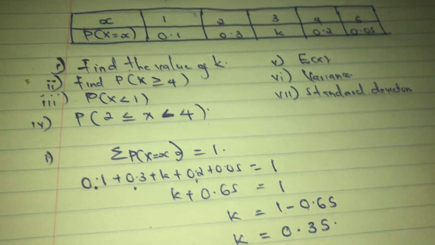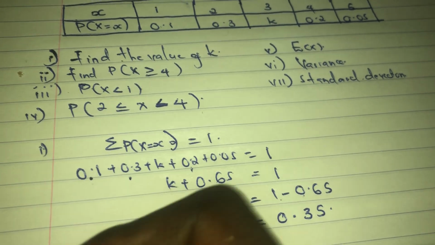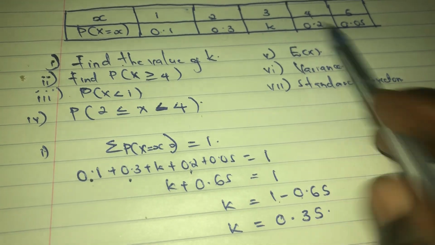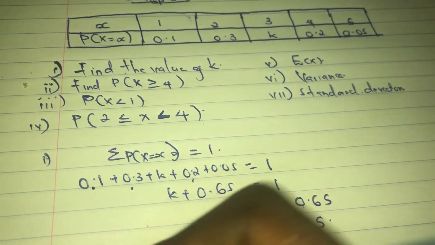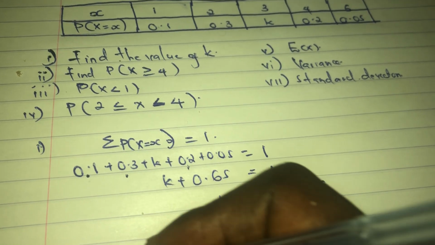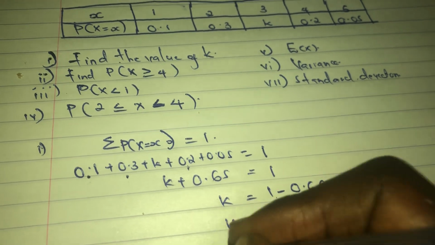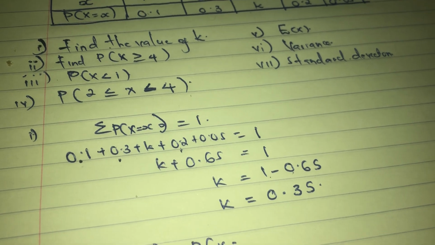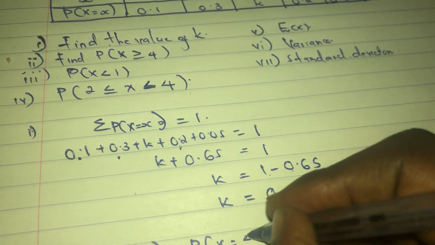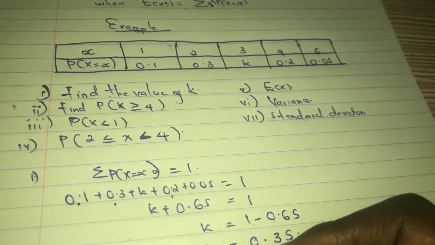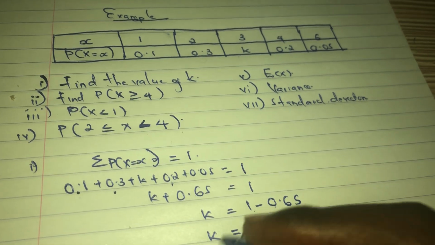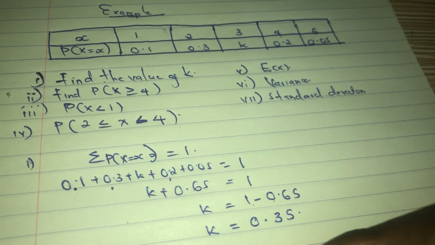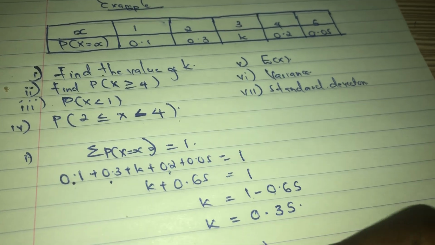So that is the value of k. Next, in part 2, this value of k is 0.35, and when you add all of them, they should equal 1. They're telling us to find the probability of x greater than or equal to 4, or at least 4. That means we start from 4 and 5. So the probability of 4 is 0.2 plus the probability of 5, which is 0.05, which gives us 0.25.